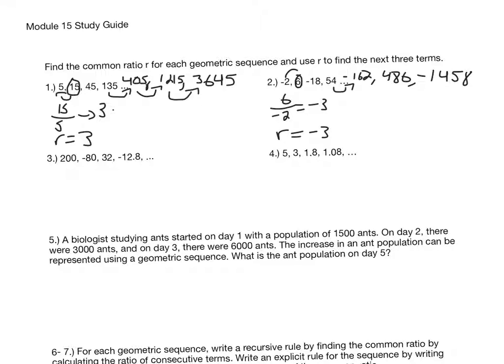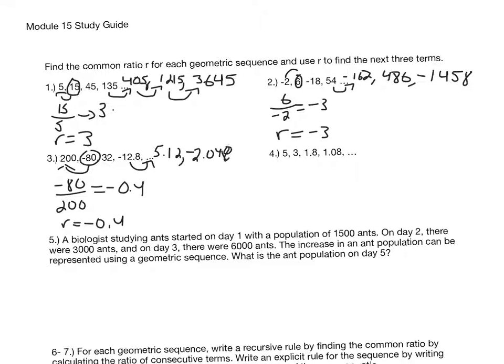So next we have 200, -80, 32, -12.8. So my common ratio is going to be negative again. Just take your term here and divide it by the previous. Doesn't matter which one you choose. So -80 divided by 200 would give me my common ratio, which is -0.4. We're multiplying by -4/10 every time. So our next 3 terms would be 5.12, -2.048, and 0.8192.